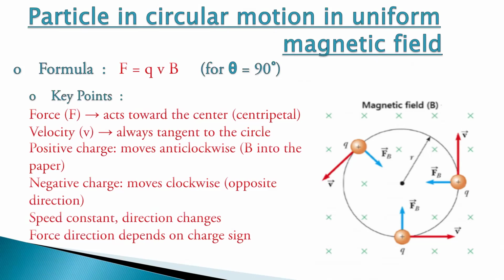Again, the force is always radial towards the center, that is centripetal, and the velocity is always tangent to the path. So, the speed remains constant, only the direction of motion changes. This shows clearly that the magnetic force does not do work on the particle. It only changes the direction. And the rotation just depends on the sign of the charge.